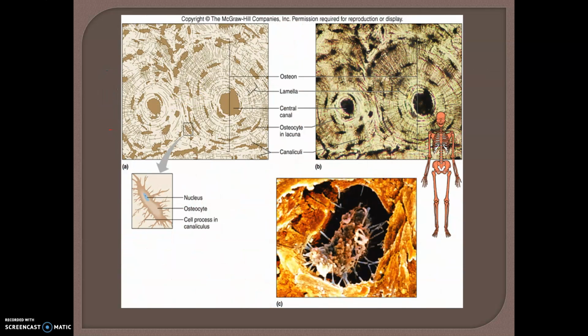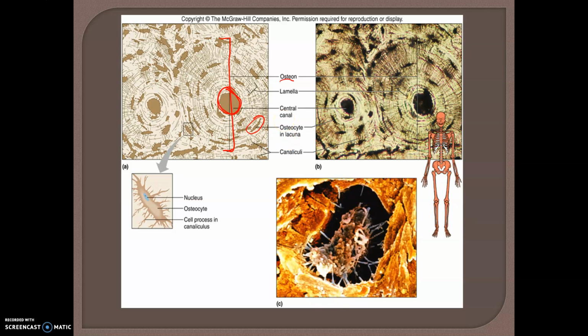So when we're looking at our bone tissue here, it looks vastly different than any of our other cells. So we're going to look at an osteon. Our osteon is this big circular type of matrix that we see here. We have our central canal, which is actually a hole that runs through our bone, through our cells here. And then right here, this is our osteocyte inside of our lacunae.